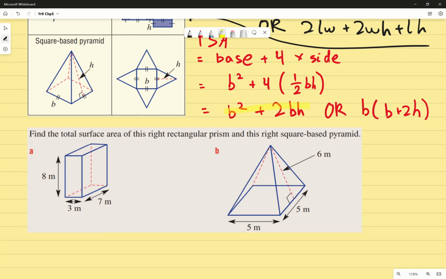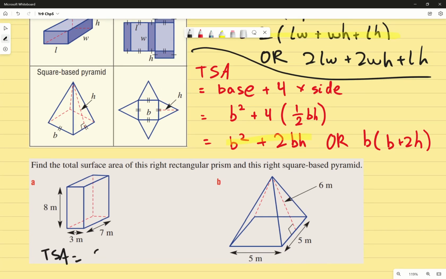So, find the total surface area of this right rectangular prism. They mean right as in the shape is right, not right as in it's on the right. And this right square-based pyramid, same thing. So, let's write down the formula first. I'm going to say that the total surface area of this shape, and I'm using the first formula now, is 2 bracket LW plus WH plus LH.